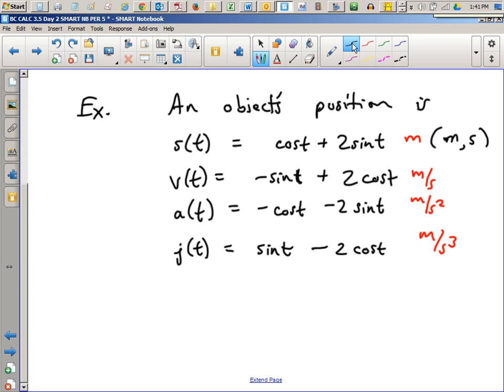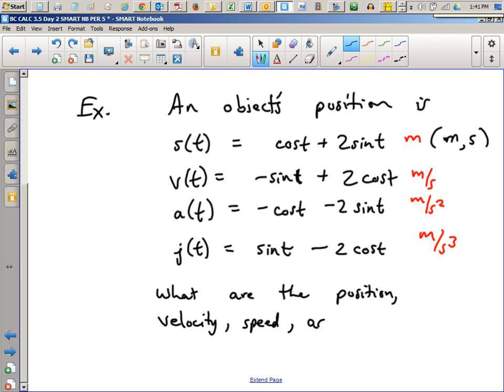But many of your questions ask things like, what are the position, velocity, speed, acceleration, and jerk at t equals, and you'd think they'd say t equals 1 second or t equals 5 seconds. They go random on us. T equals pi over 4 seconds.